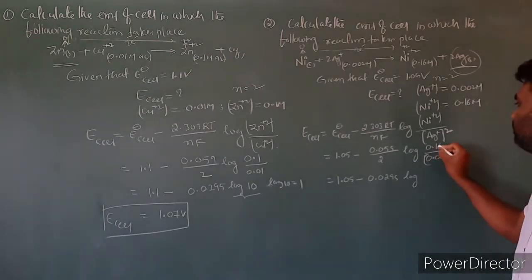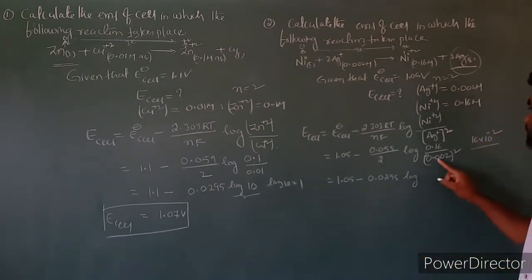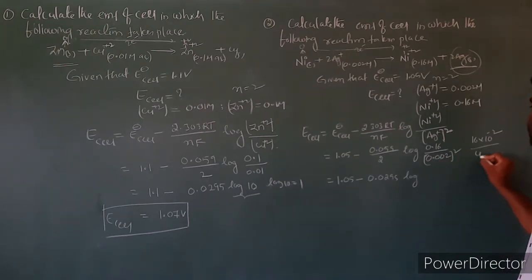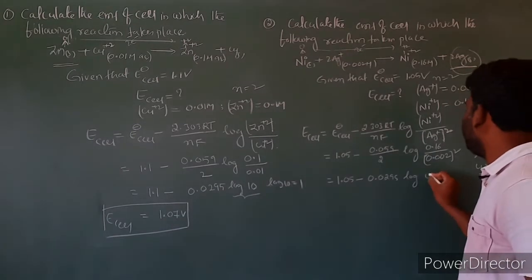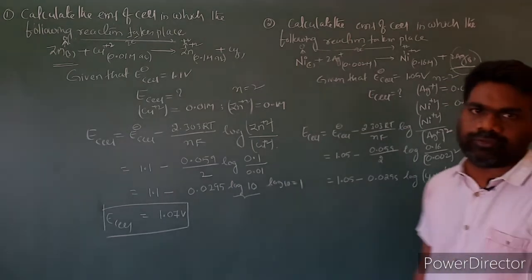Moving the decimal point here, we get 16 into 10 power minus 2. Simplifying 16 into 10 power minus 2 by 0.002 into 0.002, we get 4 into 10 power minus 6. The 10 power minus 2 and 10 power minus 6 cancel, giving 10 power minus 4, which transposes to 10 power 4. So we will get 4 into 10 power 4, log 4 into 10 power 4.